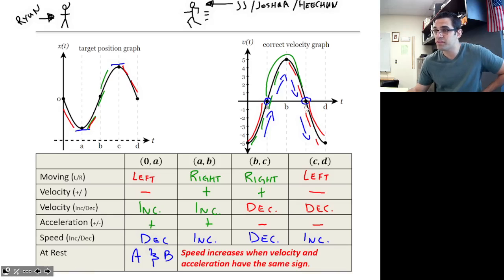Our object is at rest. We can read that from either graph. So from our position graph, our object is at rest when our tangent line has a slope of 0. So point A and point C. From a velocity graph, our points of rest are when we have x-intercepts. So again, we can see A and C are the x-intercepts. So that would also be indicative of a moment of rest.